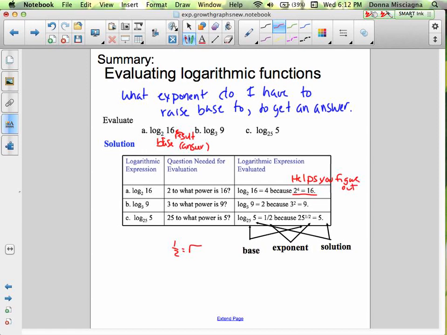But that's not enough of an answer for the evaluating. You need to have this, right? The 4 here, that's your answer. So you can use the exponential to help you out, but make sure you answer it as an answer. Log base 2 of 16 is 4. Don't just have 2 to the 4th equals 16. That's just your helper equation. It helps you figure it out.